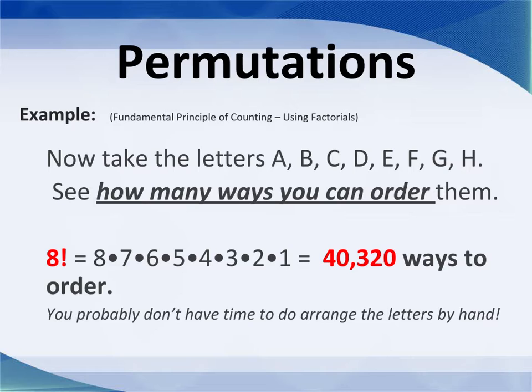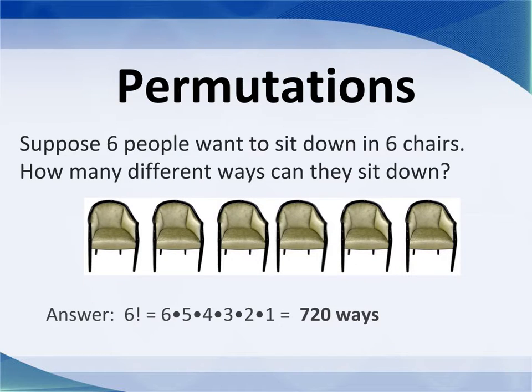So if we wanted to take the first 8 letters and arrange them, we certainly wouldn't want to write them all out by hand, but we could figure that out by making a decision chart or just by doing 8 factorial. So here's another example. What if we had 6 people that want to sit down in 6 chairs? How many different ways can they sit down? Well, again, since we're arranging all of them, this is just a factorial question. So 6 factorial is 720 ways.